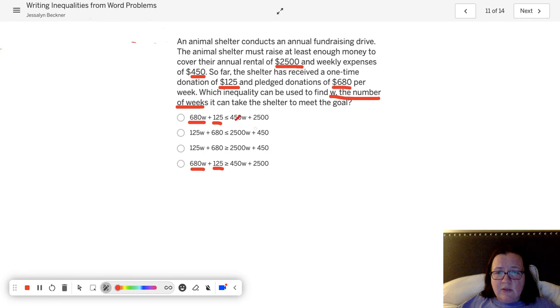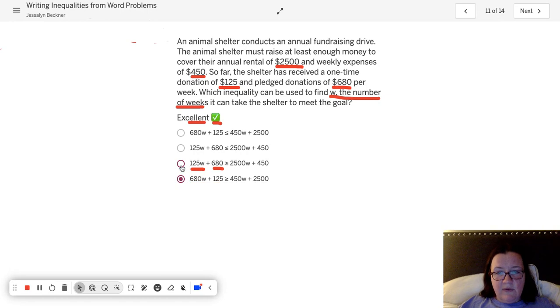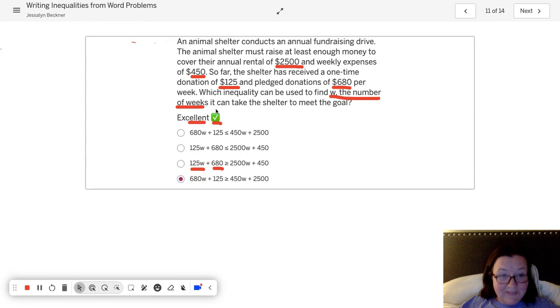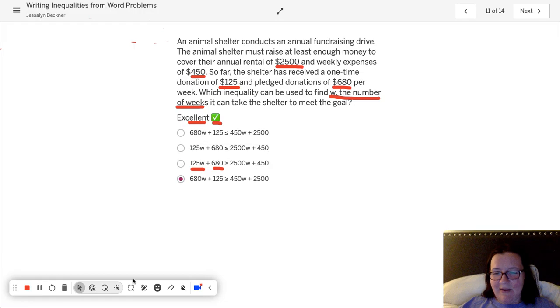Okay, so we want to make sure that the amount that we are raising is greater than the amount that we are going to have to spend. Greater than or equal to. We have to at least make that much, right? So I think the correct choice is going to be 680W plus 125 is greater than or equal to 450W plus 2,500. Correct. That is a lot of words, but we got there.